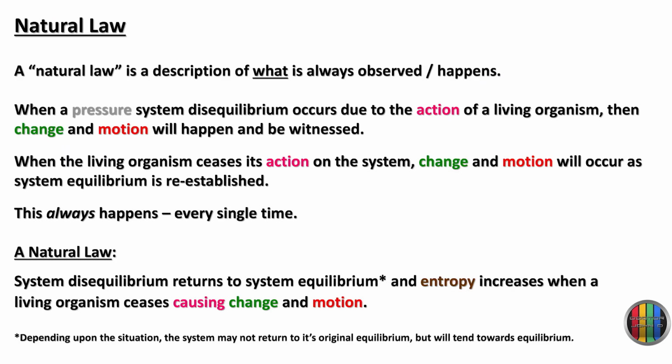Natural law. A natural law is a description of what is always observed or happens. When a pressure system disequilibrium occurs due to the action of a living organism, then change and motion will happen and be witnessed. When the living organism ceases its action on the system, change and motion will occur as system equilibrium is re-established. This always happens, every single time. A natural law: system disequilibrium returns to system equilibrium, and entropy increases when a living organism ceases causing change and motion.